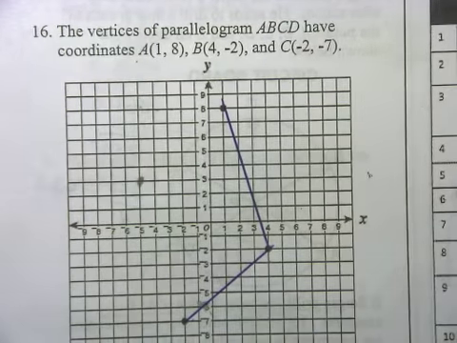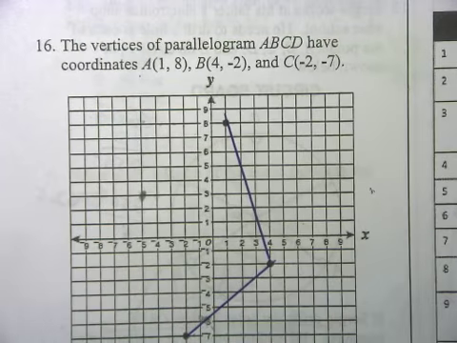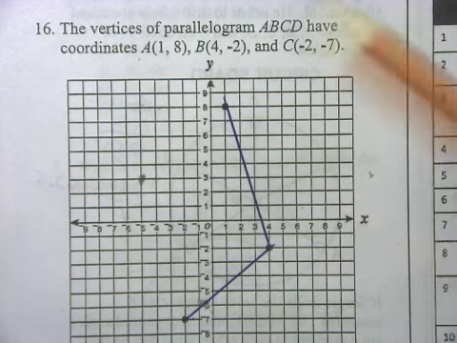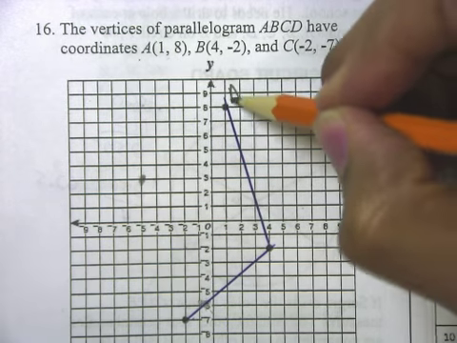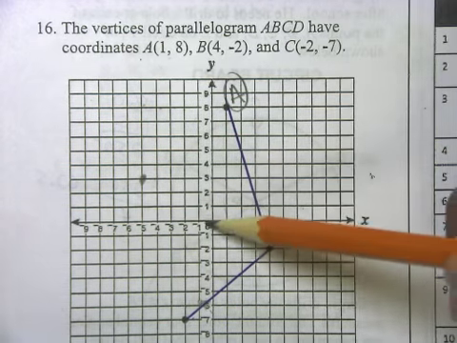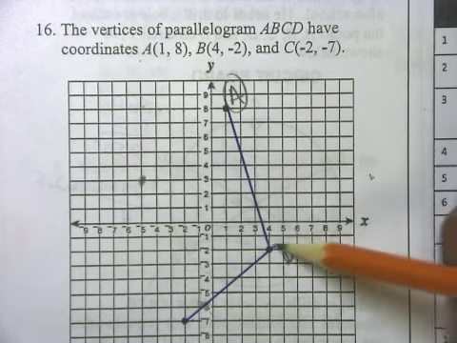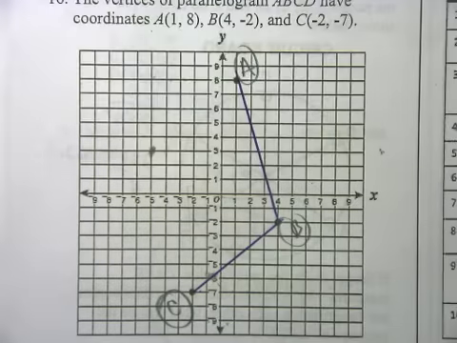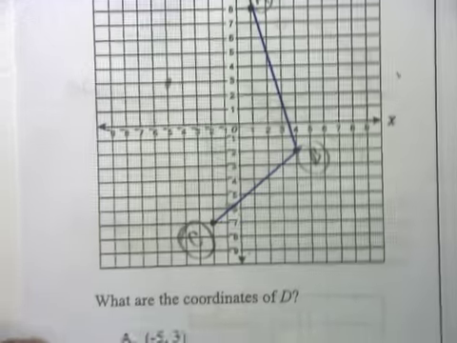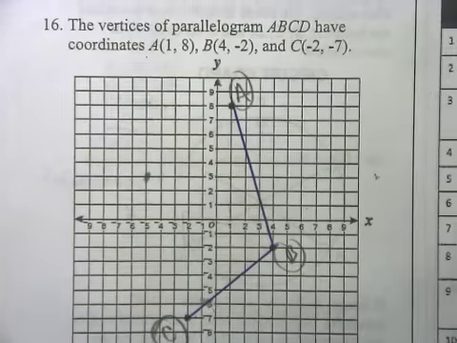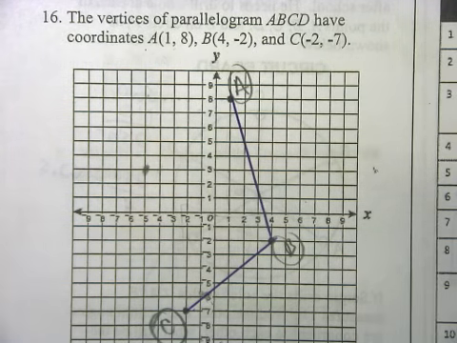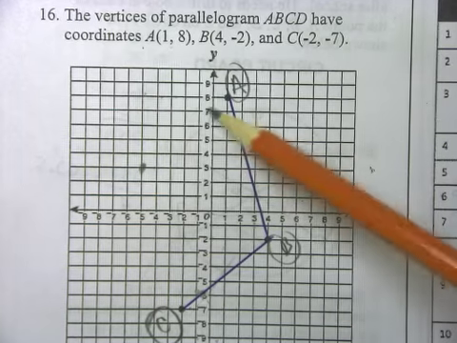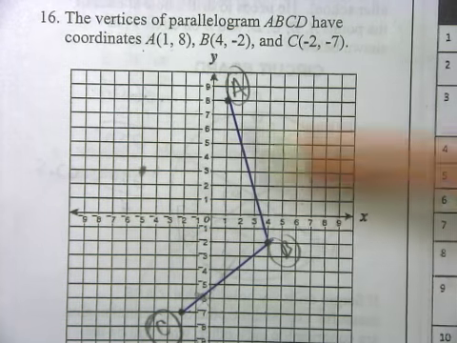Let's move on to question number 16. They tell me the vertices of a parallelogram are A, B, C, and D. Here's (1, 8), so this is letter A. (4, -2) is letter B, and (-2, -7) is letter C, right? And they want to know what the coordinates of letter D are going to be.